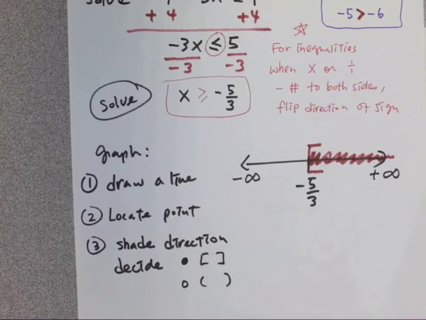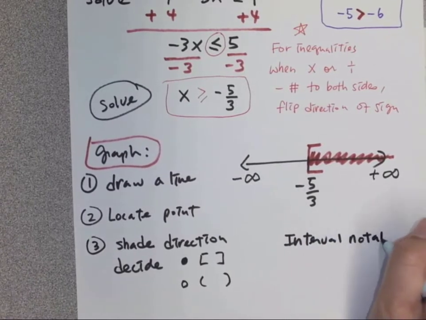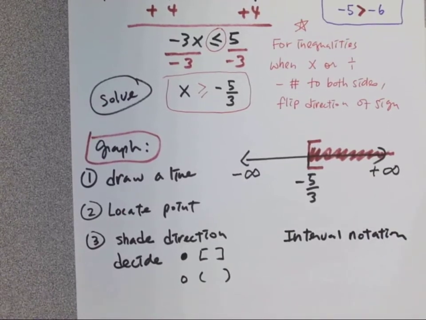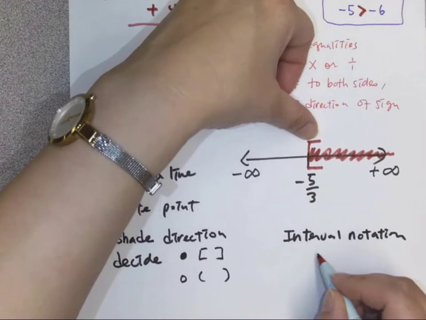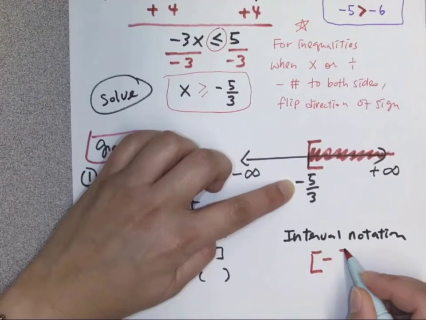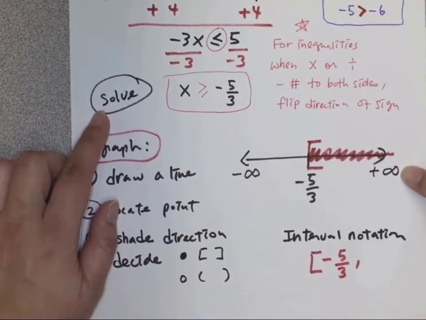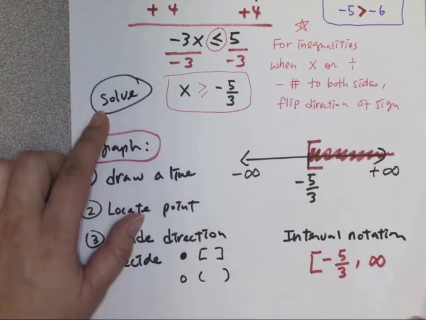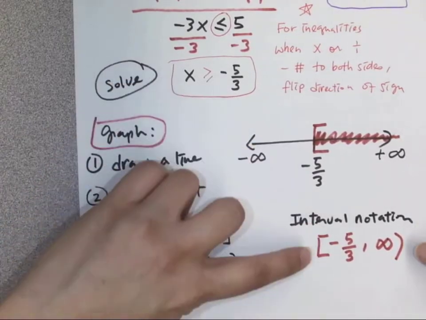But the reason I do that is this is the graphing part. And when you need to write the interval notation, if you did the graphing part correctly, it's just like using that and bringing it down here. So this is starting with brackets, right? And then this number, -5/3, comma. This is going all the way to infinity. Infinity always comes with parentheses. So if you graph it correctly, it just drops down here.